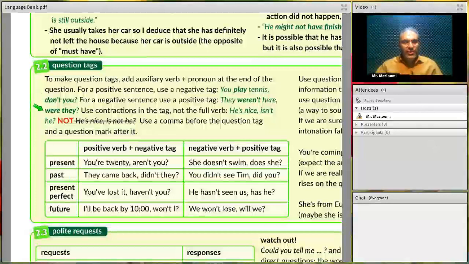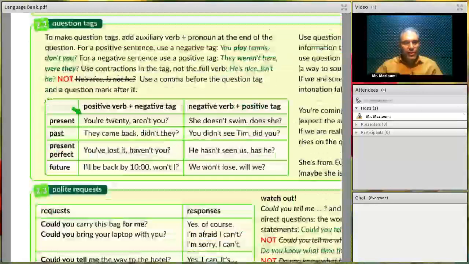Use contractions in the tag. Use short forms in the tag, everyone, not the full verb. He's nice, isn't he? Not this one. So use contractions, use pronouns. Two important parts. Let's say keys in question tags. Use a comma before the question tag and a question mark after it. So check out this, for example. You play tennis, we have a comma, then don't you, we use a question mark.